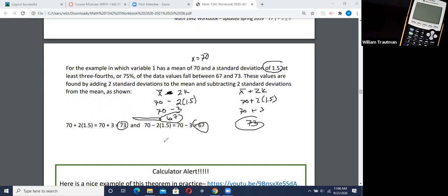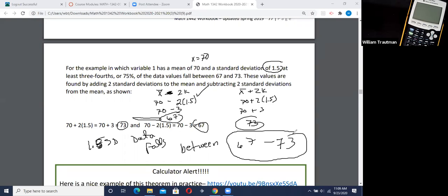So what they're saying is, not 2 standard deviations, 1.5 standard deviations, our data falls between these numbers, 67 and 73. So for 1.5 standard deviations, our data will fall between those 2 numbers, the low end and the high end.